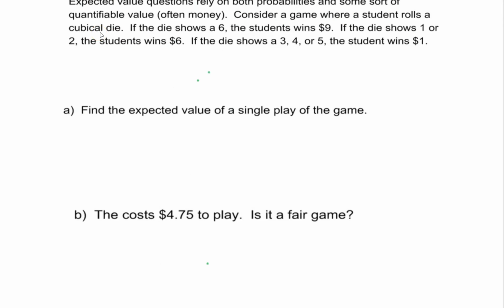Consider a game where a student rolls a cubical die. It's a normal die. If the die shows a 6, the student wins $9. If the die rolls a 1 or 2, the student wins $6. If the die shows 3, 4, 5, the student wins $1. So let's actually write the odds of this game.